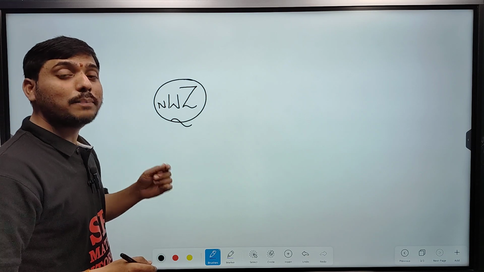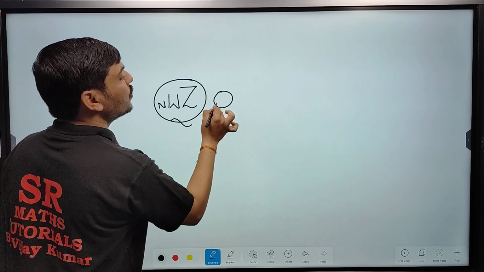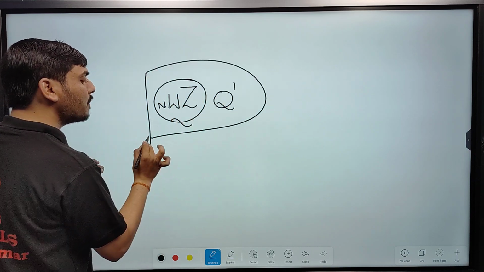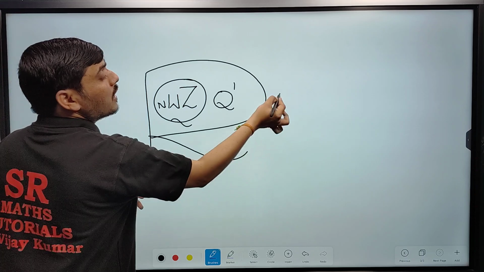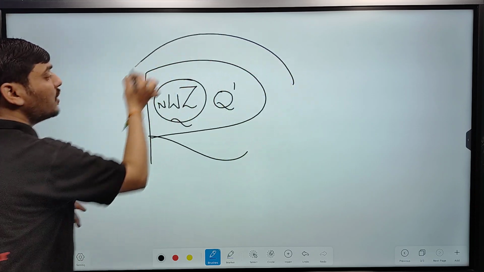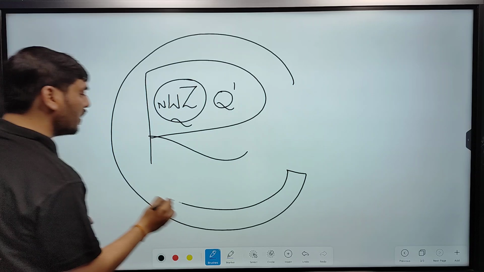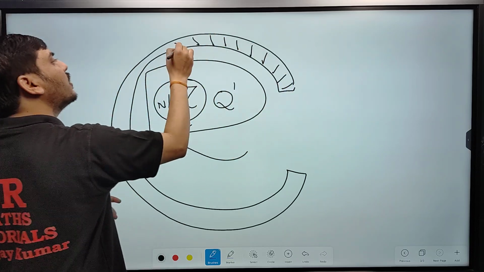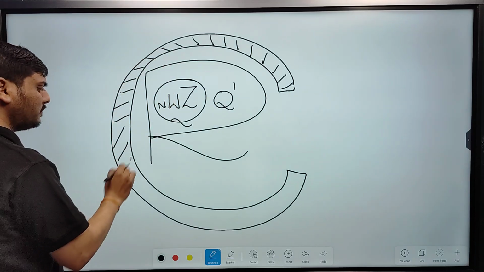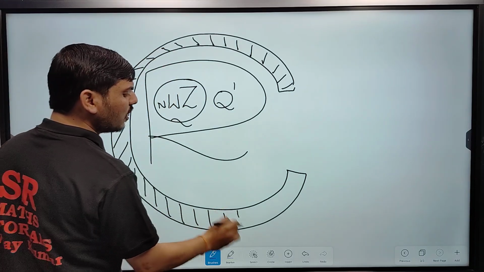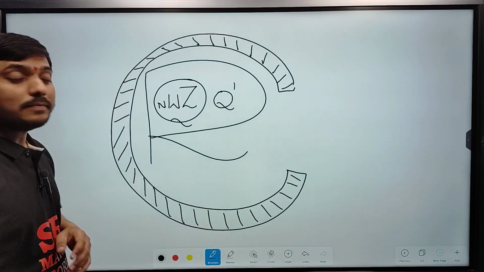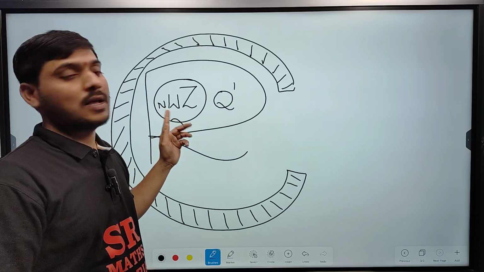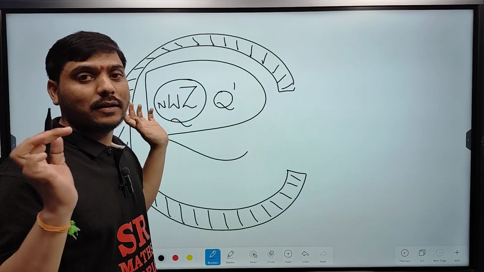And one more thing, the p by q form is also there. Irrational numbers, Q dash. These two concepts are inside the real numbers. And real numbers are inside the complex numbers. This is very important. Have you understood, students? Complex numbers contain all number systems. Real numbers contain all concepts except complex numbers. Rational numbers contain natural numbers, whole numbers, integers. Irrational is an independent concept.